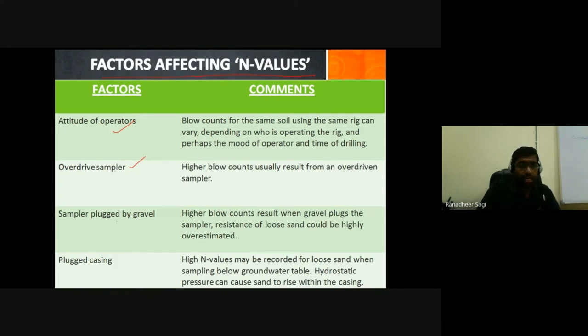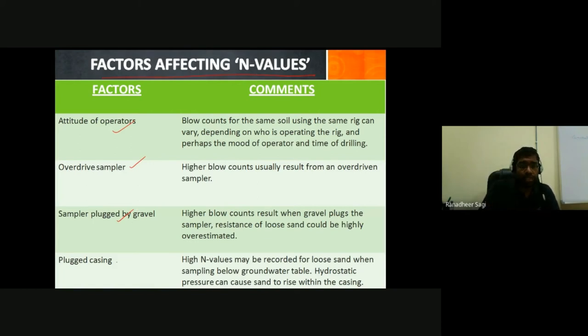Another factor is where the sampler got plugged by gravel. Gravel in the sense that you had some gravelly soil or boulders in which you are trying to push this sampling tube, but obviously your gravelly soil, boulders, cobbles or pebbles will not allow your sampling tube to get penetrated. In the process, you will see that your sampling tube gets damaged. Subsequently the SPT N value would also get affected because of such gravelly soil or anything else that you are encountering while pushing your sampling tube.